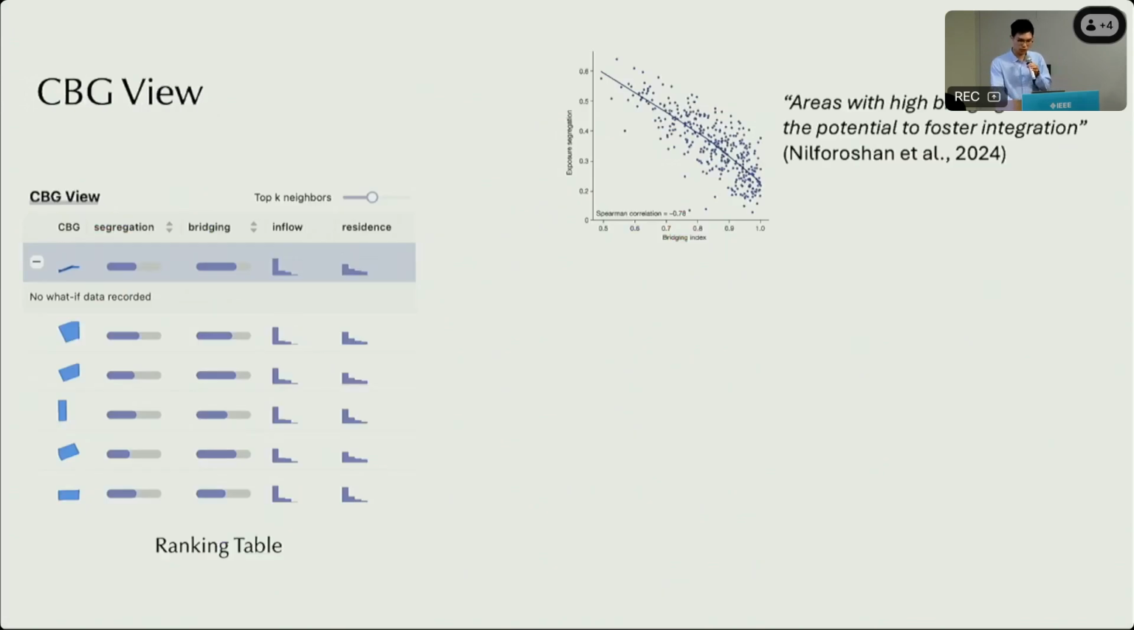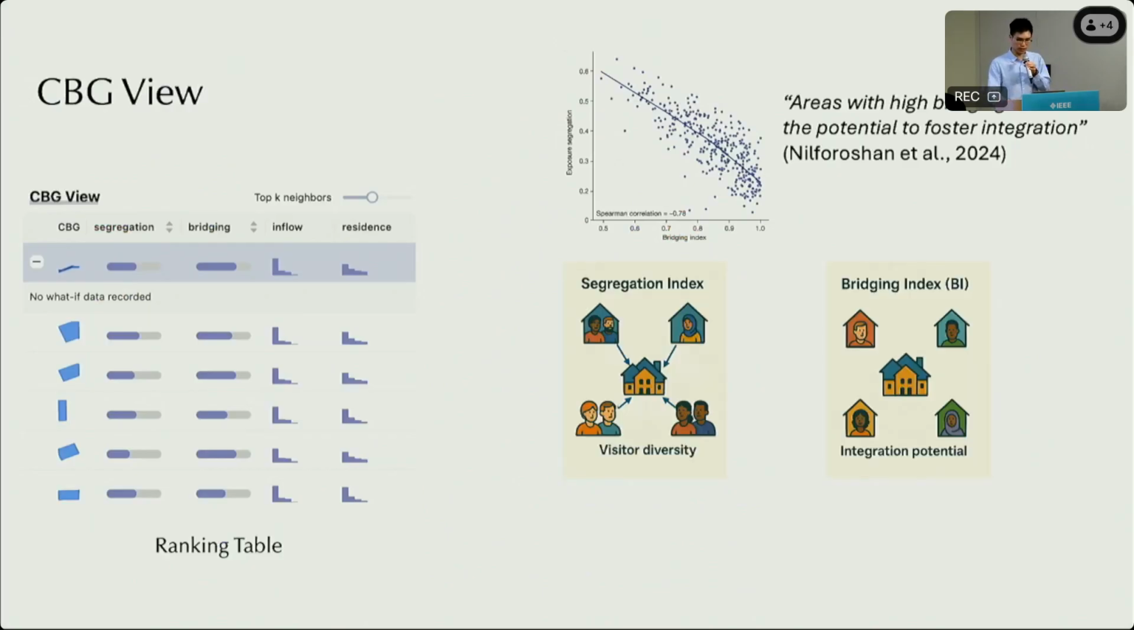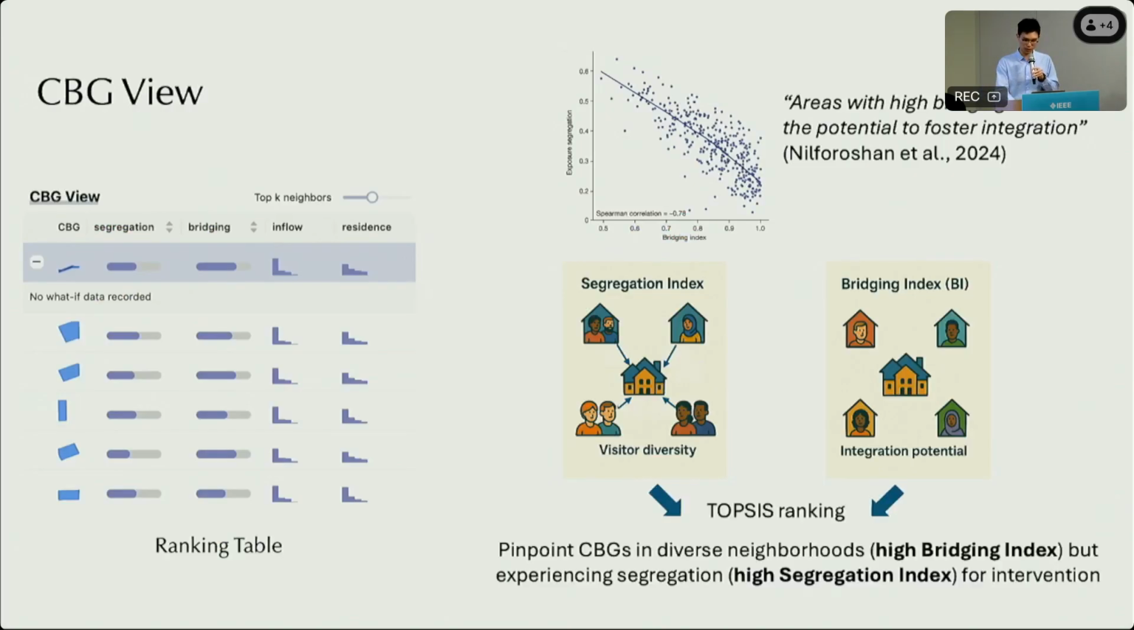Moving to the CBG view, the ranking table lists CBGs within a selected community. We calculate 2 indices, the segregation index measuring visitor diversity at the CBG, and the bridging index estimating potential diversity from nearby residents. Following prior work and expert suggestion, we want to find CBGs with high bridging index, but still very high segregation. We use TOPSIS, a dual attribute ranking method, to prioritize these CBGs.